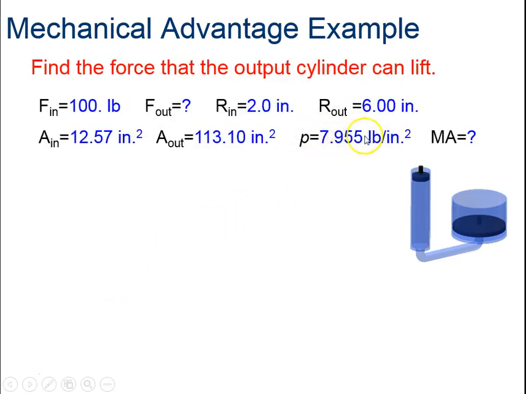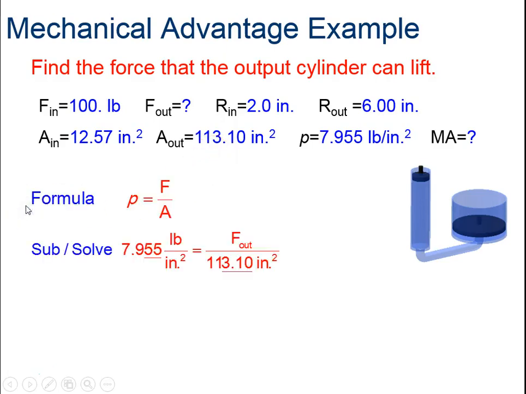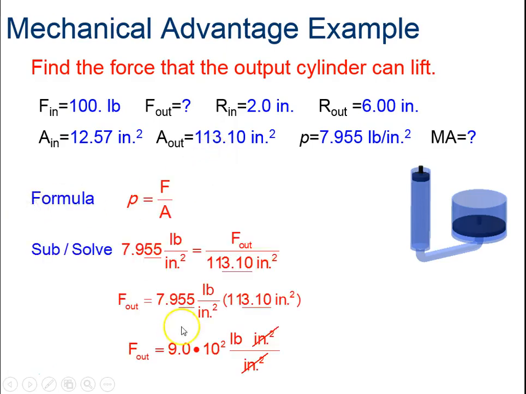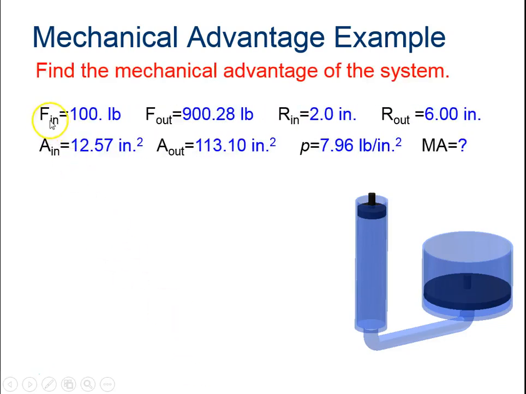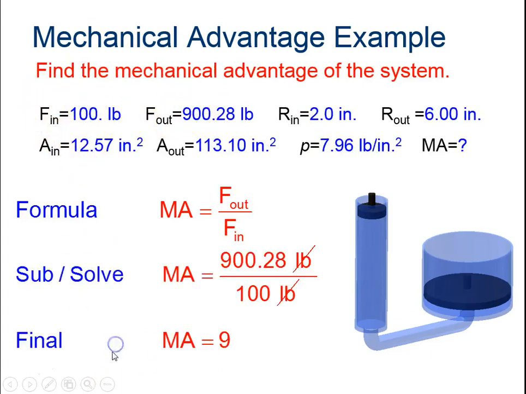So now we know the pressure in the entire system, so now we're going to find the force out. Pressure equals force divided by area. Plug in and solve to get 900 pounds on our force out. So for the mechanical advantage, it's just going to be force out divided by force in, giving us a mechanical advantage of 9. That's it for part 2.